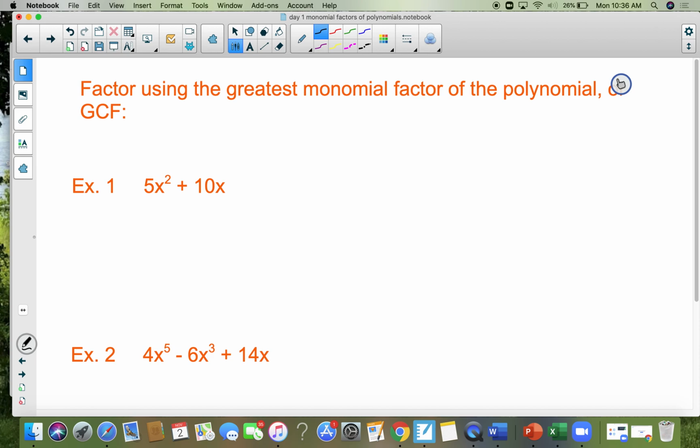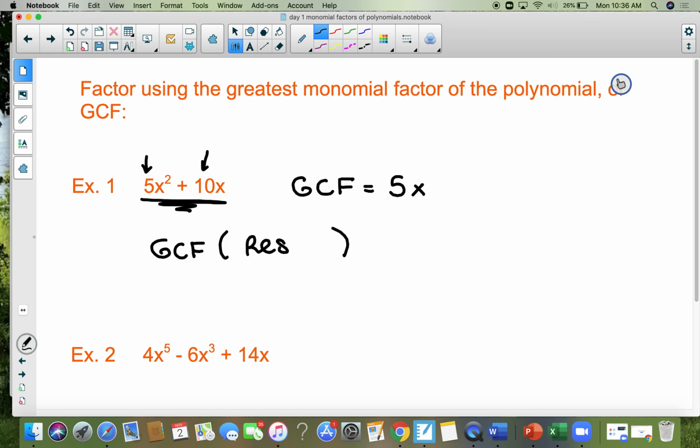So that's the whole point of this. So this is the polynomial. The first thing you need to do is find the greatest common factor, what they have in common with each other. Do you notice that they both have at least a 5 in common with each other? What that means is 5 can go into both 5 and 10, and they also have at least one x in common. Everybody see that they have at least one x in common? The greatest common factor goes on the outside, and the rest of it goes on the inside.